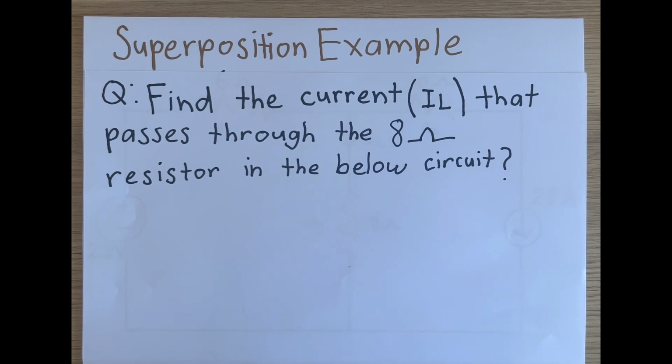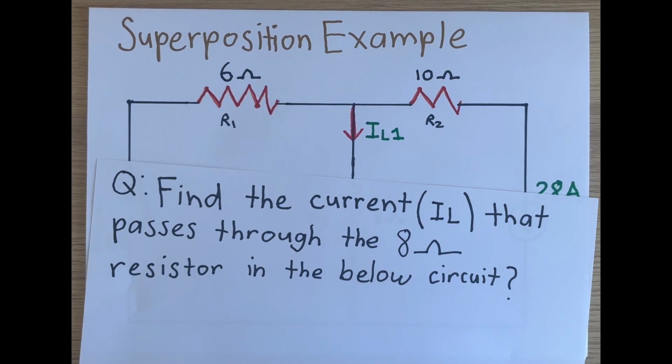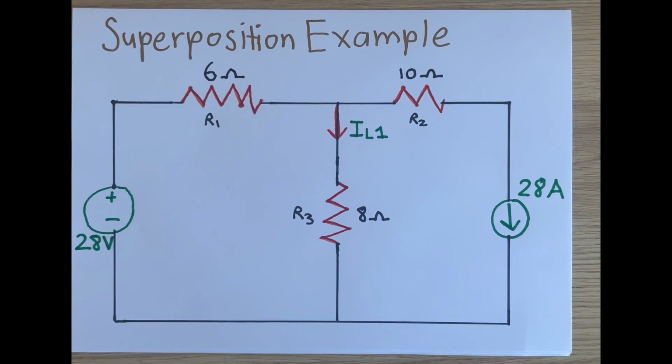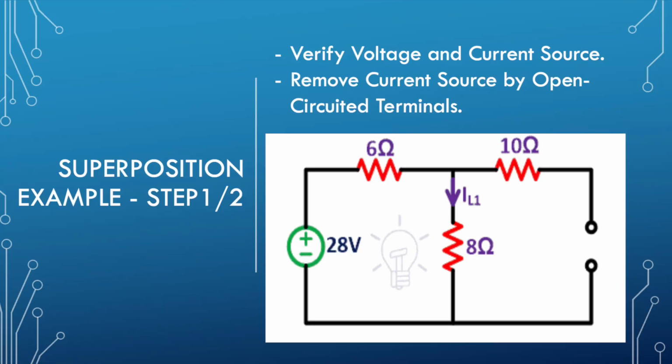Let's work through an example that asks to find the current IL that passes through the 8 ohm resistor. In a circuit that contains 3 resistors, a current direction, 28 volts and 28 amps. First, verify the sources and remove the current source by replacing it with an open circuit.